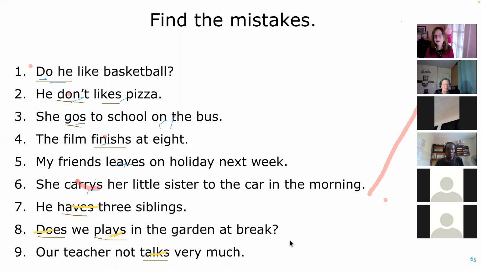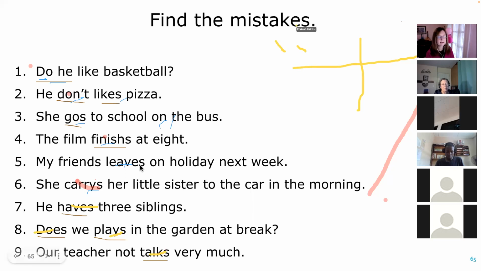All right, and so then number 3 is just a spelling error. She goes to school, so the goes has to have an ES in there. And that's true of most words. If they end with a consonant and O, then we put an E after the O before the S. Number 4 is also a spelling error. The film finishes at 8, so we need an E in there before the S.